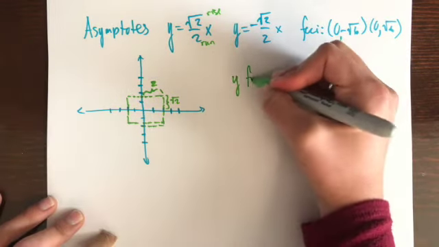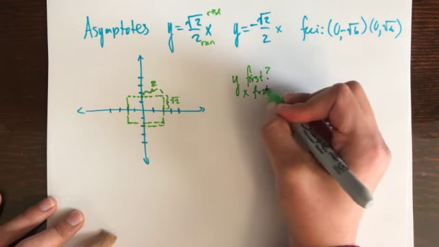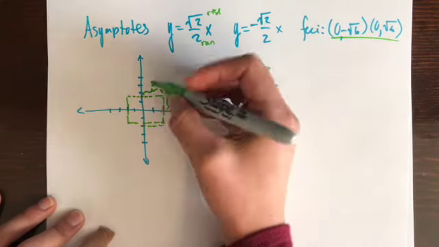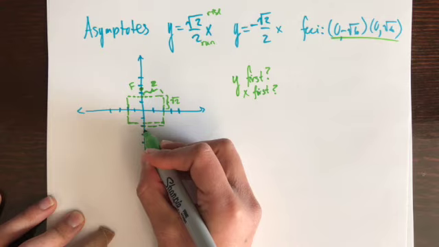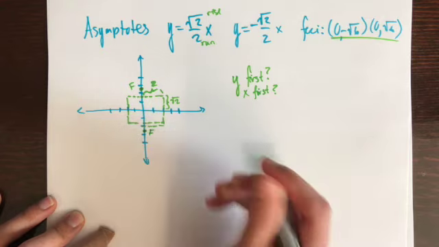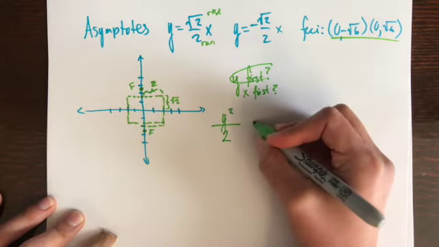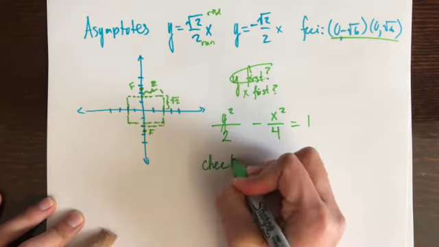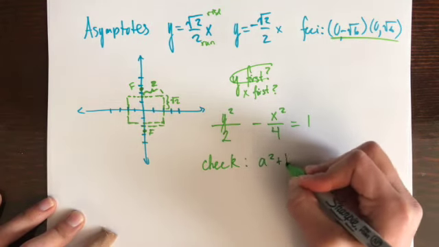So first I need to figure out whether y is first or x is first. Well, I look at my foci and I see that they're in the y direction in relation to each other, right? There would be one there, and then there would be the other one there. And because they're in a vertical relation with each other, then I know that y squared is going to be first. So I do y squared over whatever a squared is. In this case, it would be 2. And then minus x squared over 4.